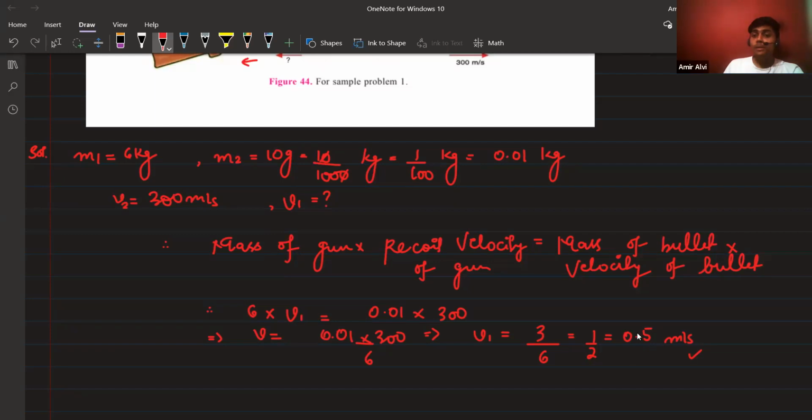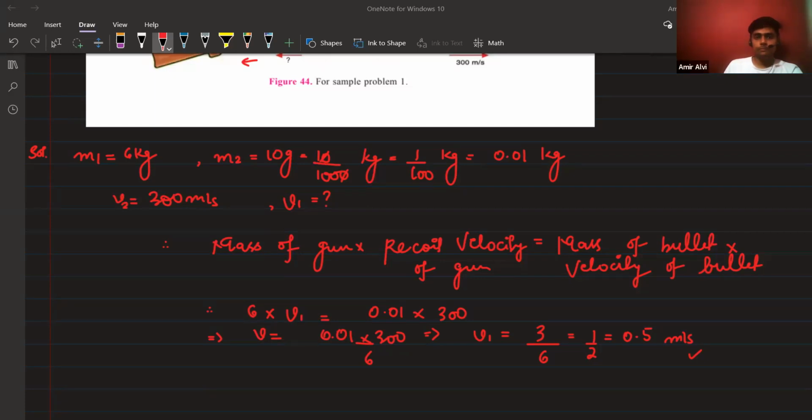Even this half meter per second speed is very high for the human shoulder. It will break. So that's why training is necessary for the proper use of rifles and all the big guns, in the army, in the police, in the self-defense centers. So proper training is required. Clear, everybody? Yes, sir.